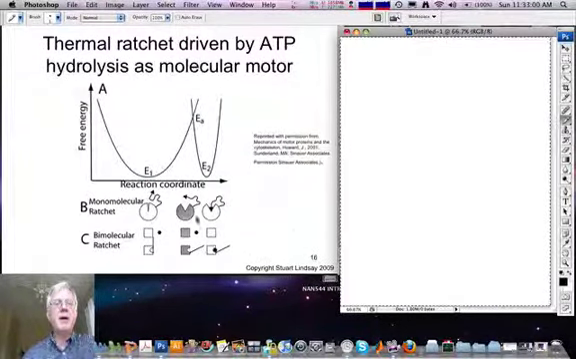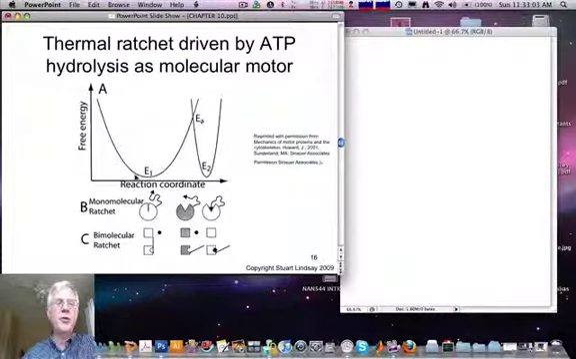Molecular motors are often pictured like this as thermal ratchets. So here is one state of the motor, here is a transition state, and here is a state in which, for example, the shaft of the motor has rotated by a certain number of degrees. It's referred to as a ratchet because once this transition state is reached, dropping down into this second well here prevents a backward step. And so that's shown schematically here as this monomolecular ratchet.